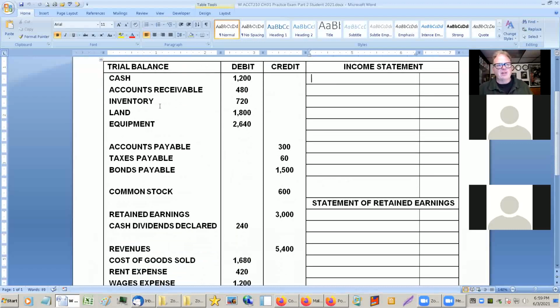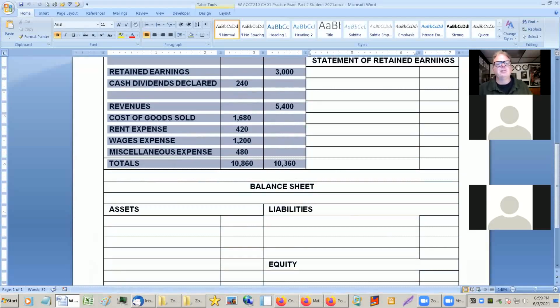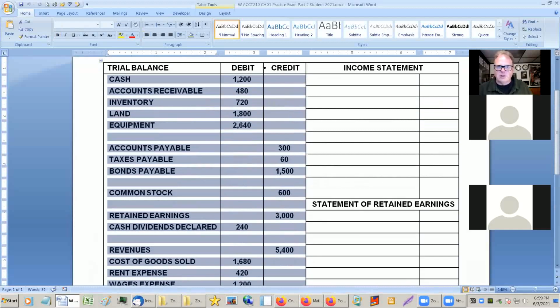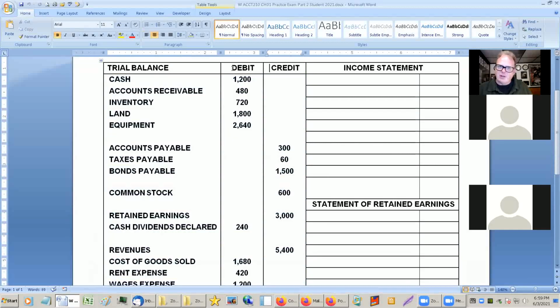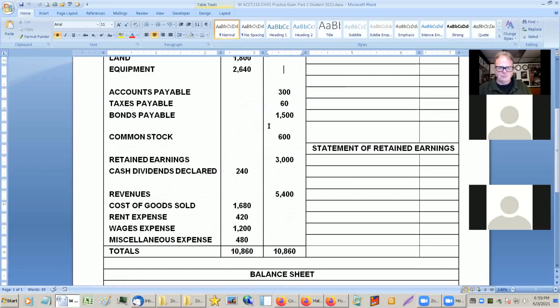First thing you'll notice about this is it's kind of wacky. We're not used to seeing things in debits and credits. Actually, this is what we're going to be doing in the next chapter, but we haven't done it yet in this chapter. For what we're doing, don't worry about debits and credits. Cash is 1,200. Accounts receivable is 480, and so on. Don't worry about whether it's a debit or credit.